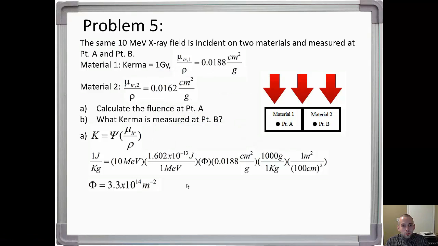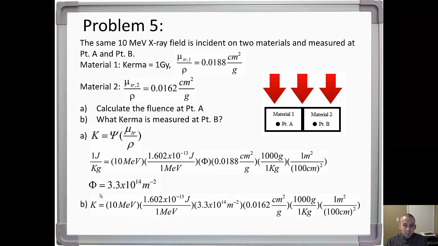All right, so part B. What kerma is measured at point B? Once again, we know the formula. We have the fluence now calculated. We can sub in the energy, which is 10 MeV, the fluence, and the mu-TR over rho of material 2 to calculate the kerma measured at point B.